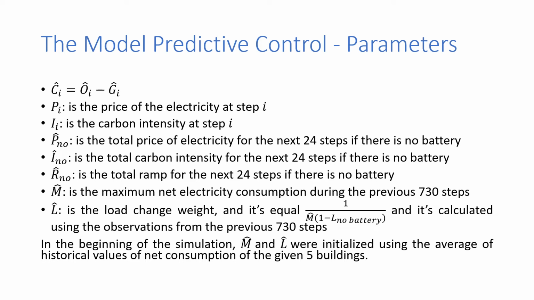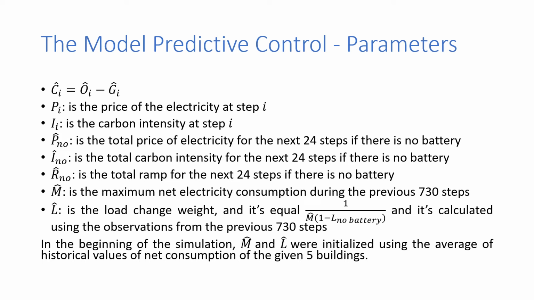R hat no, the total ramp for the next 24 steps if there is no battery, and it is calculated using C hat i. M hat, the maximum net electricity consumption during the previous 730 steps. L hat, the load change weight, and it is equal to 1 over M hat multiplied by 1 minus the load factor if there is no battery, and it is calculated using the observation from the previous 730 steps.